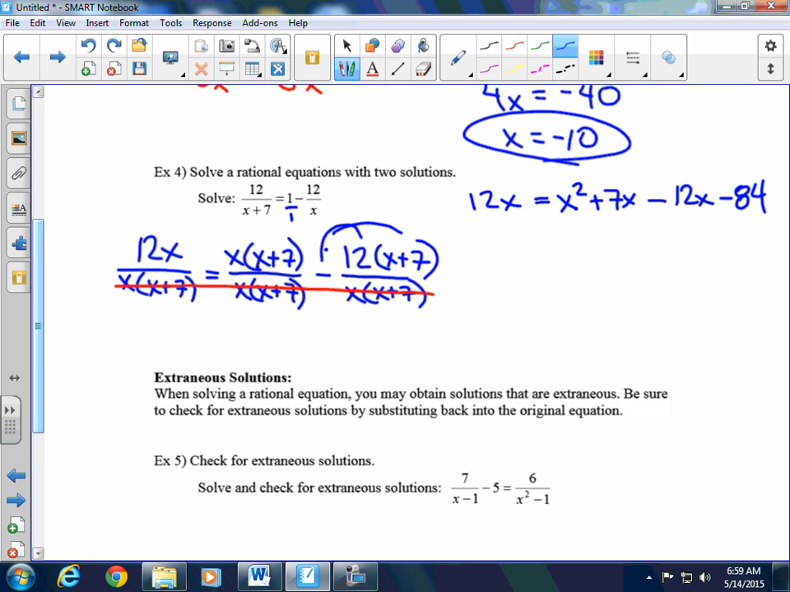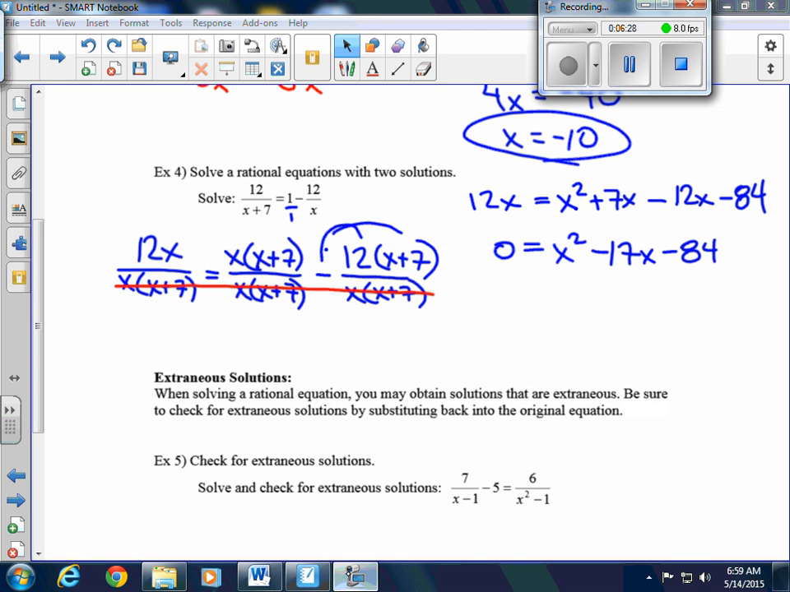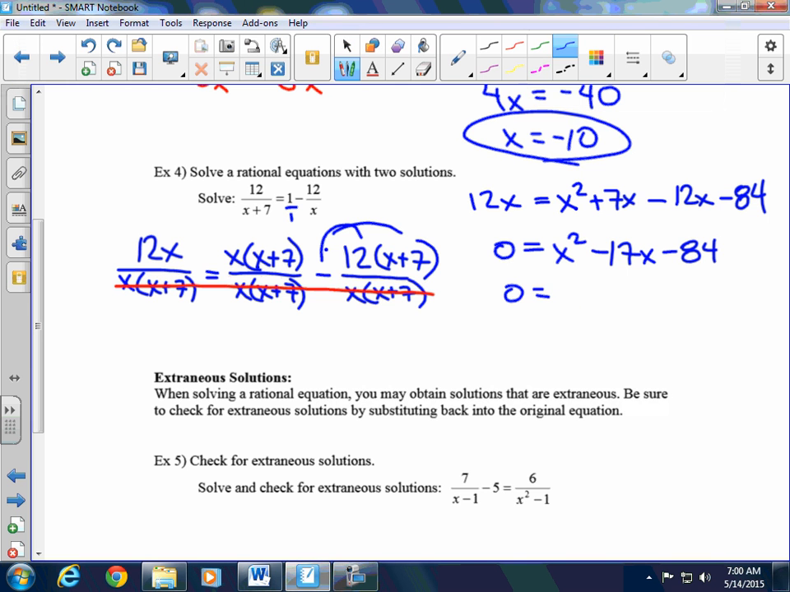All right, so now we're going to set this equal to 0, simplify it. So we're going to have 7 and a negative 12 and another negative 12, which is going to give us negative 17x minus 84. All right, so now we have this set up as a quadratic equation. And so what we need to do is try to figure out what the factors are that are going to go into here.